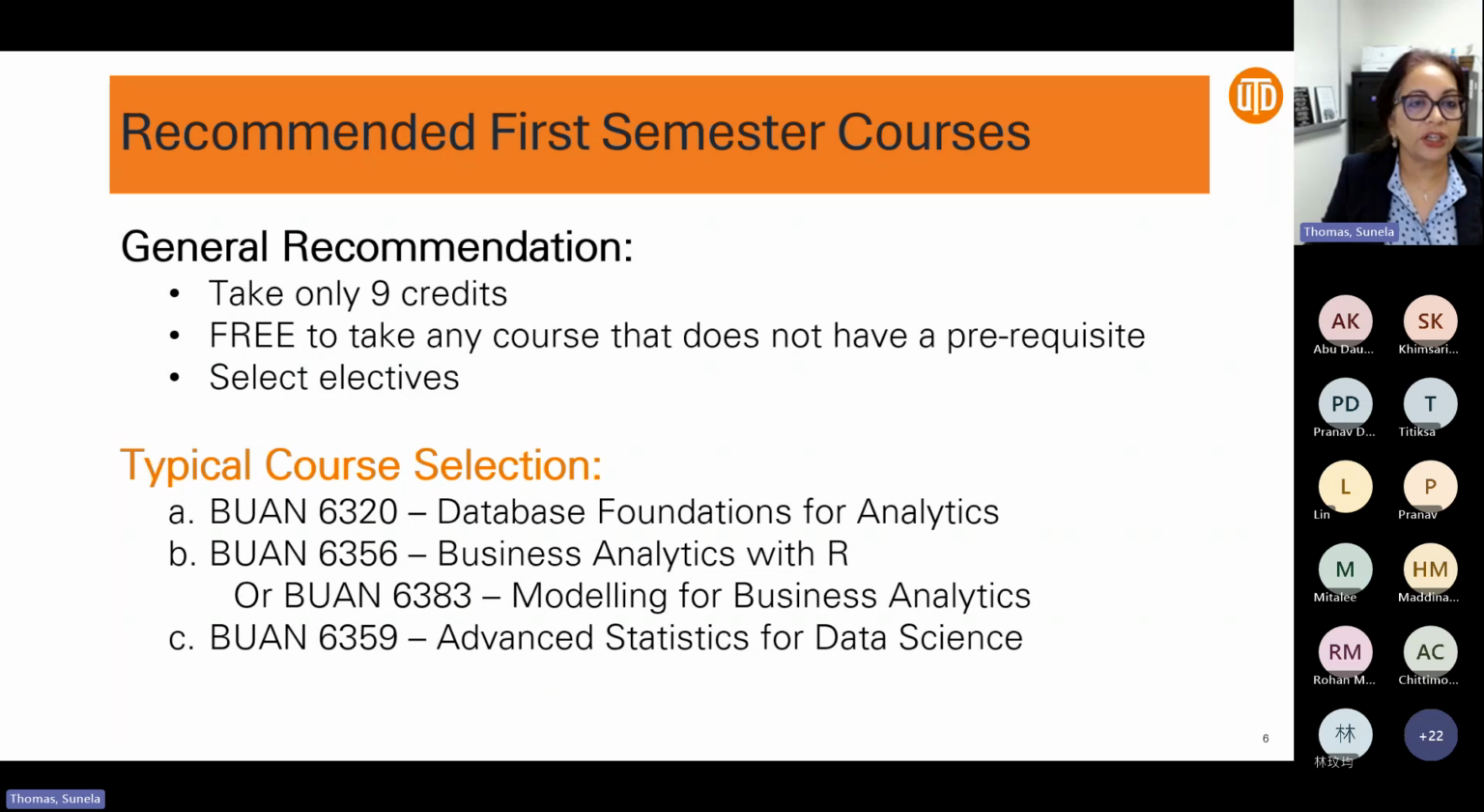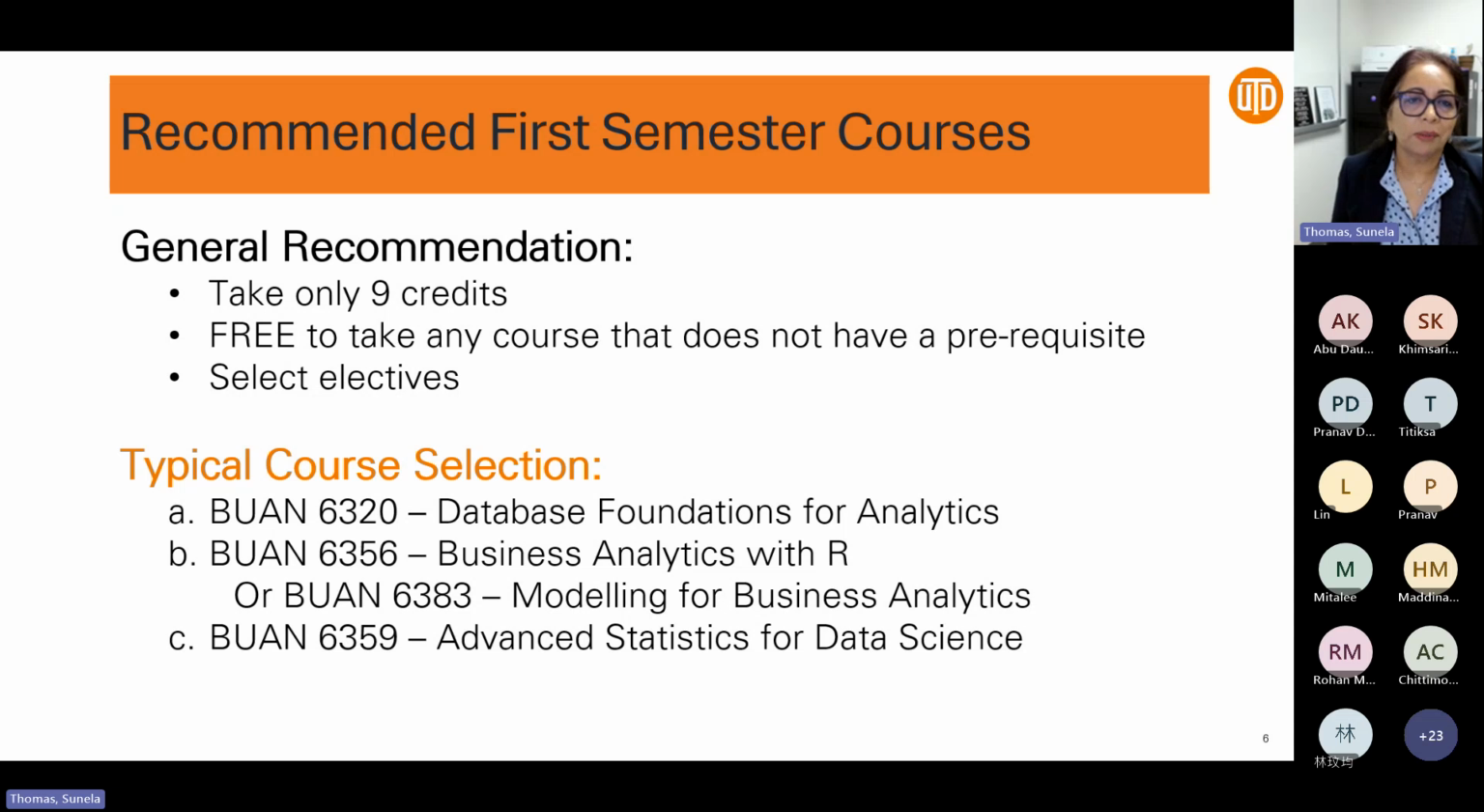Typical course selection for the very first semester is taking 6320, which is the database foundation, maybe business analytics with R, and the advanced stat. If you're one of those people who don't have any programming experience, then I'm going to recommend that instead of taking the business analytics with R, you take either an elective or one of the courses that says foundations in programming or programming for data science, something to that extent, so that you get a grounding on it.